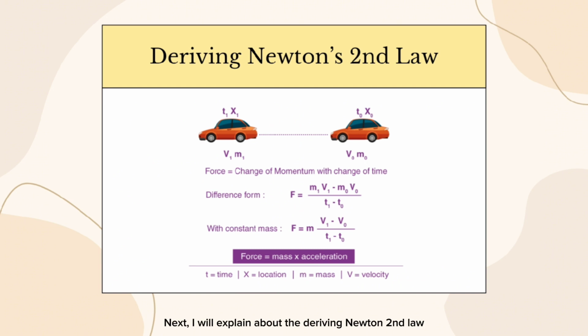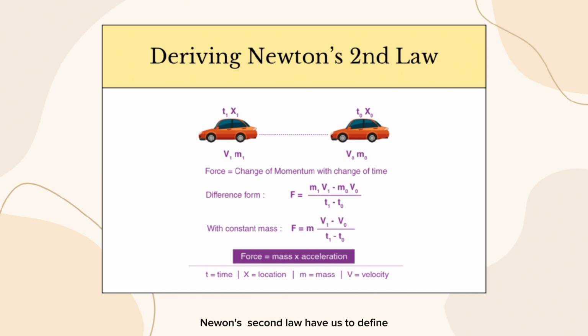Next, I will explain about deriving Newton's second law. For changing mass, let us assume that we have a car at point 0, defined by location x0 and time t0. The car has mass m0 and travels with a velocity v0. After being subjected to a force, the car moved to point 1, which is defined by location x1 and time t1. The mass and velocity of the car change during the travel to values m1 and v1.